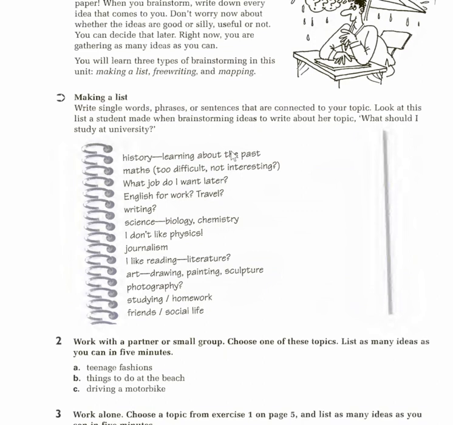Topic 2, things to do at the beach. When you go on a trip to the beach, you have things to do at the beach. For example, swimming, lying on the sand, making castles, getting a tan, reading a book, whatever comes to your mind, you can put it in the form of a list.